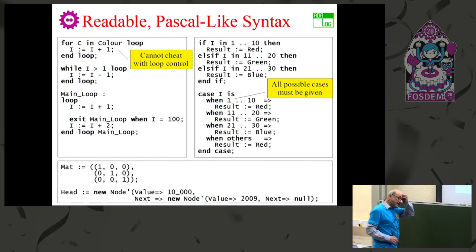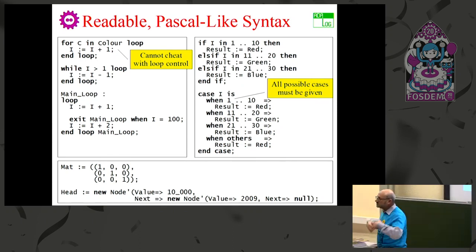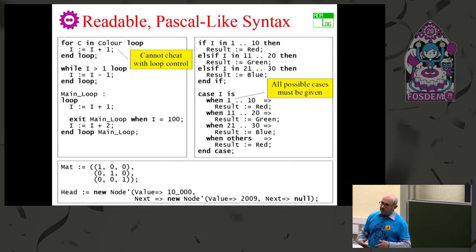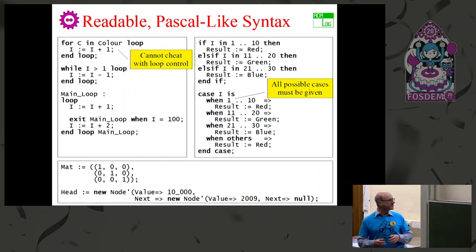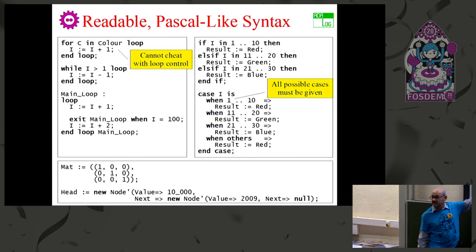Also, Ada makes every attempt to allow you to work directly with high-level objects and not go down into loops over the individual elements. For example, there is a notation called aggregates. If you want to write the value of a matrix, you can write it directly like that. Okay? You don't have to assign to individual elements.